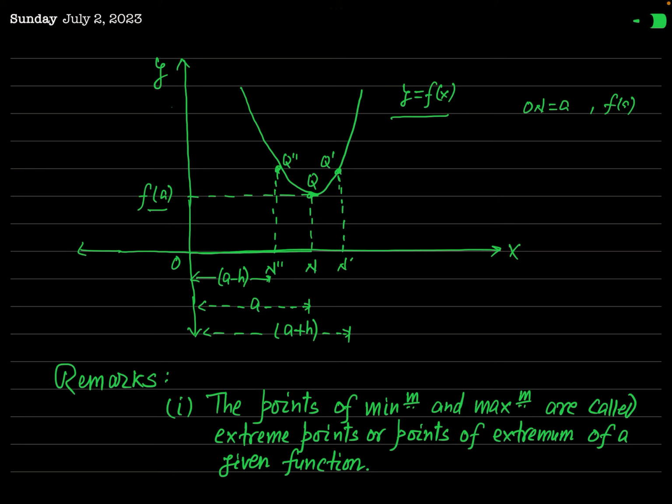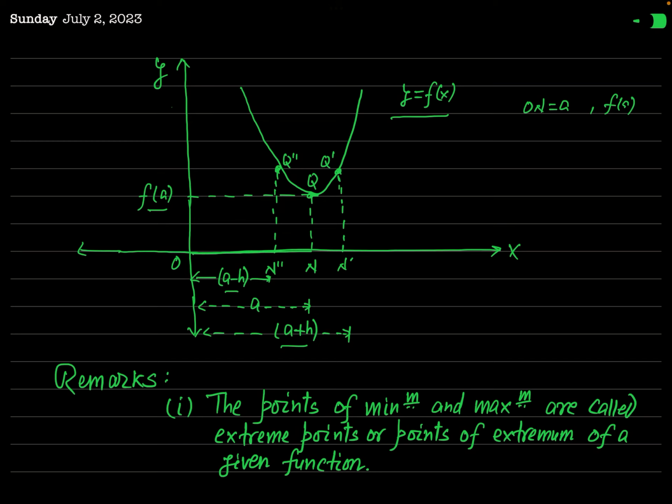These 2 points, Q dashed and Q double dashed, are very close to Q, as close as you can imagine. Corresponding to Q dashed, the value of the x coordinate is a plus h, and that corresponding to Q double dashed is ON double dashed, which is a minus h.